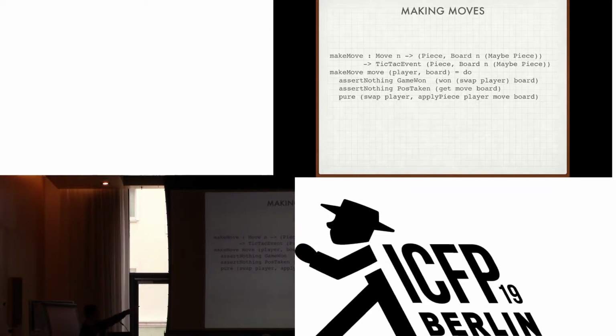So get move board gives you position taken, and then if that's nothing, because the pieces are either nothing or just something. So once again, you can do that. And then if that's all gone through, swap player, apply the piece to the board. Easy enough. So this is good, and it is tic-tac-toe and it works, but is it good enough?